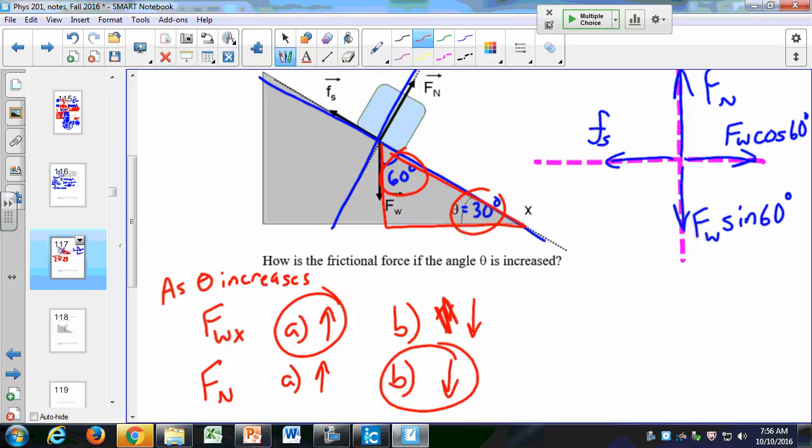All right, so how does this affect the static frictional force? Well, in this case, the static frictional force will be caused to go up or down. Now look at our free body diagram here. Notice how these things are situated with one another, how our static frictional force is related to the weight. When Fwx goes up, what is that going to cause the static frictional force to do? Increase or decrease?